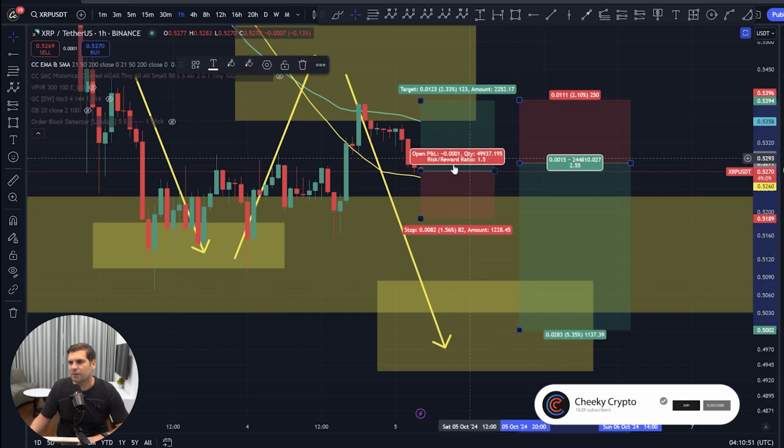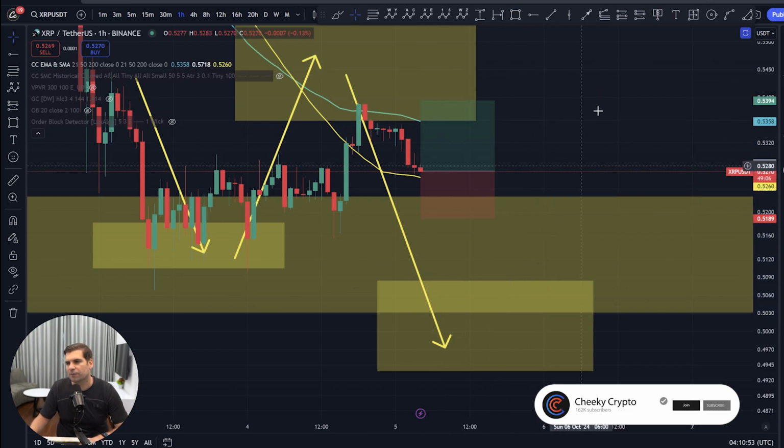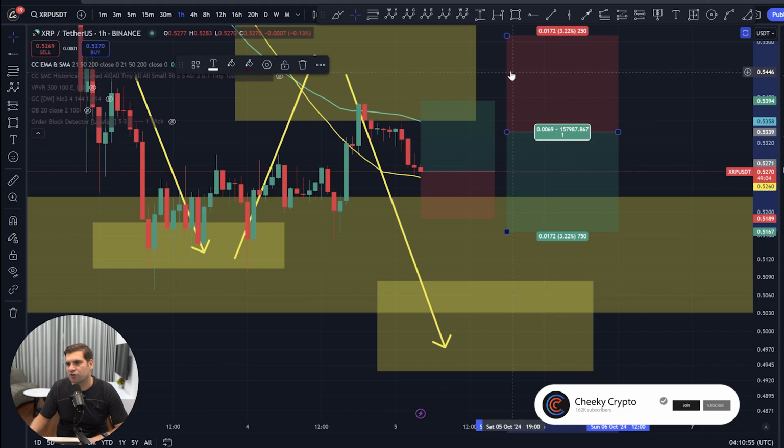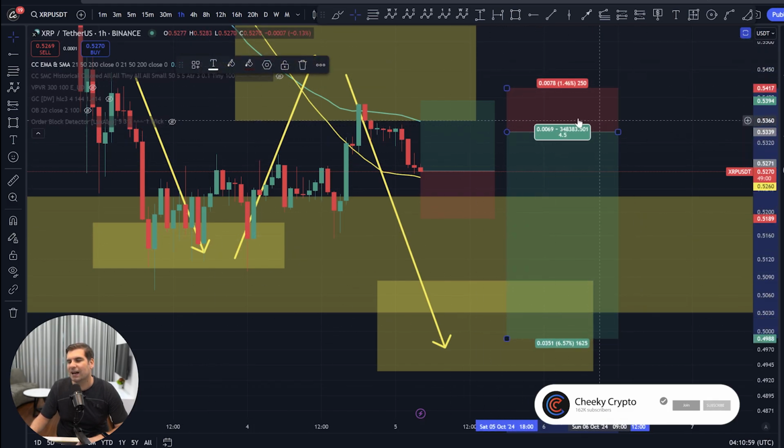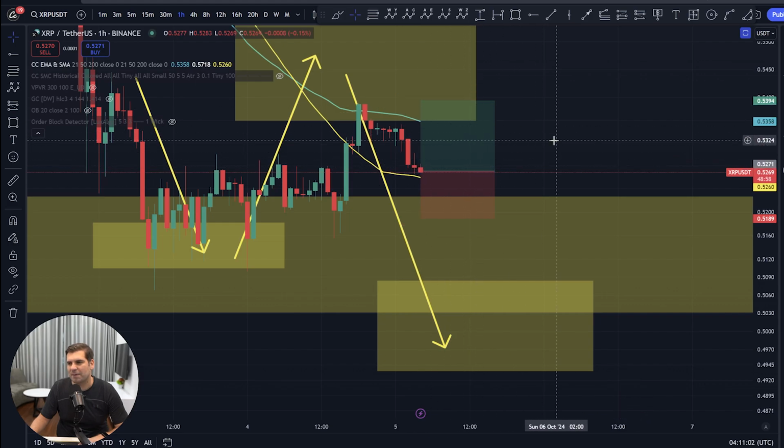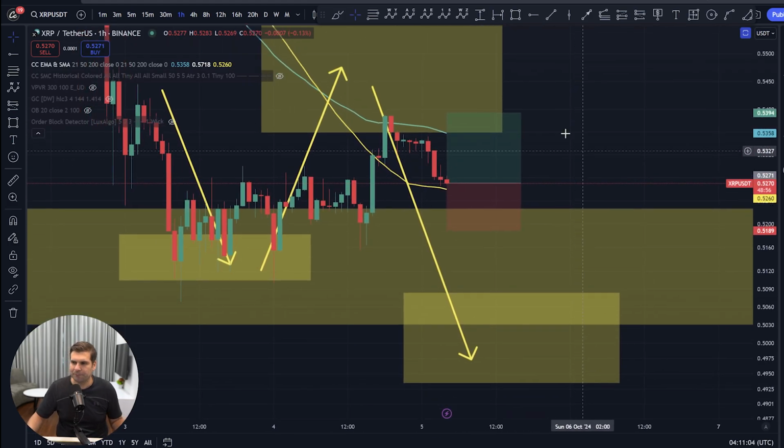So the way I'll look at this is we have the ability for a quick long before going into the short. The short is the preferred trade, okay? So I'm going to be looking for that short position really, but I think there's an opportunity here over the weekend to maybe go long on XRP.